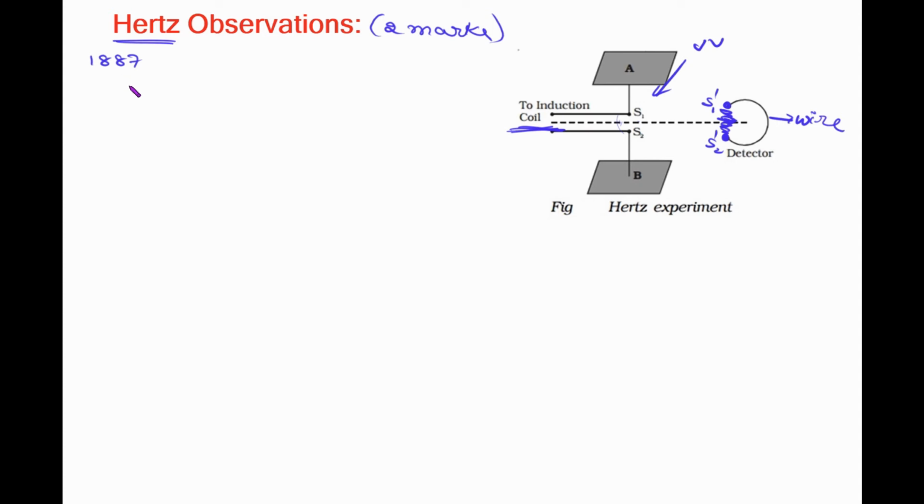Okay, I'll repeat the experiment once again. So this is the experimental setup. Using the induction coil he produced electromagnetic waves, and one detector is there. This detector is just a wire with metallic spheres connected at the two ends.